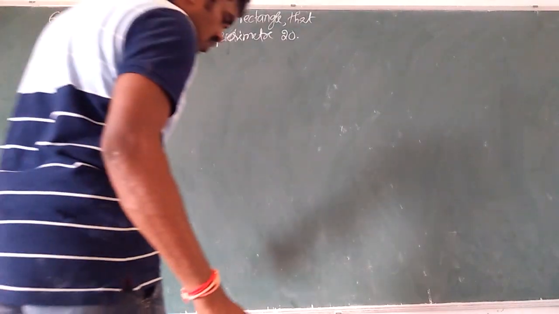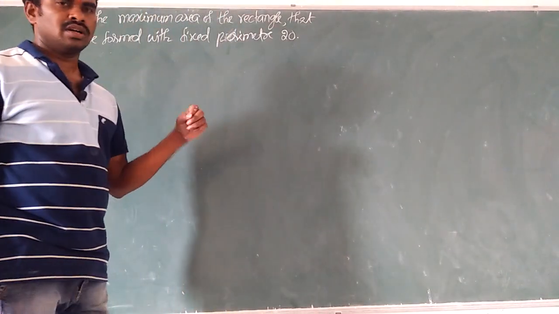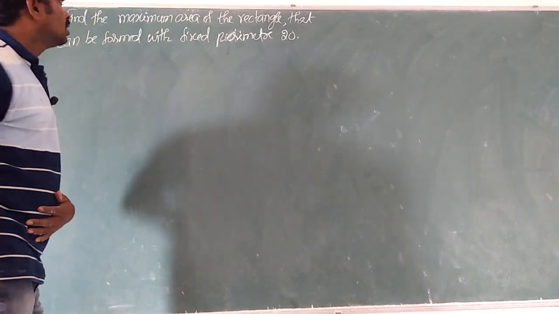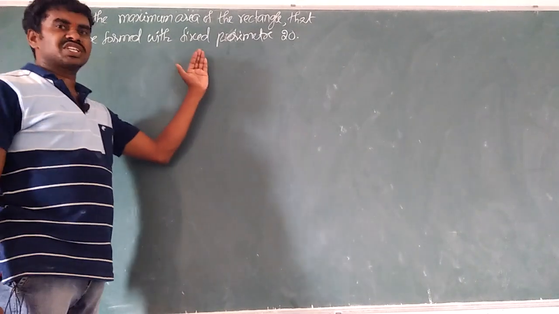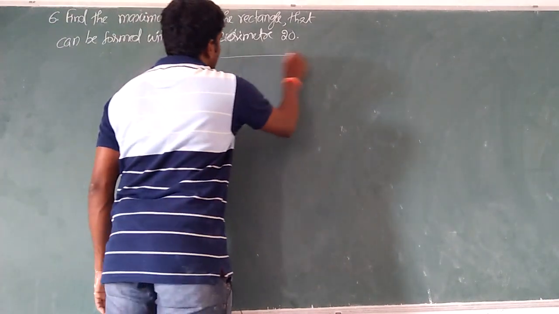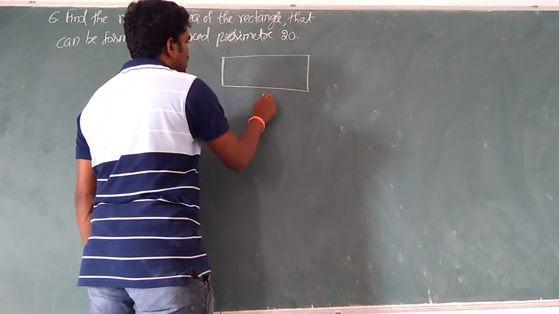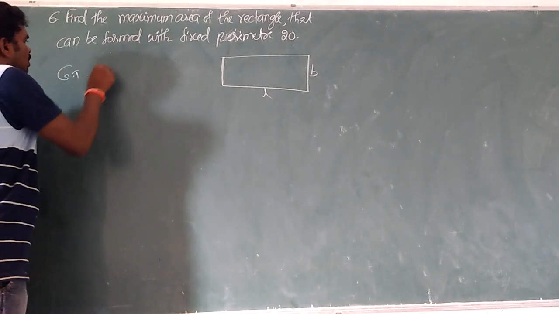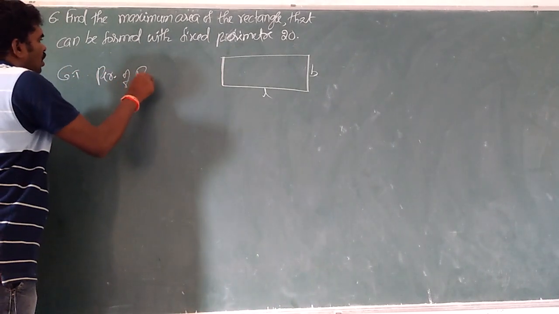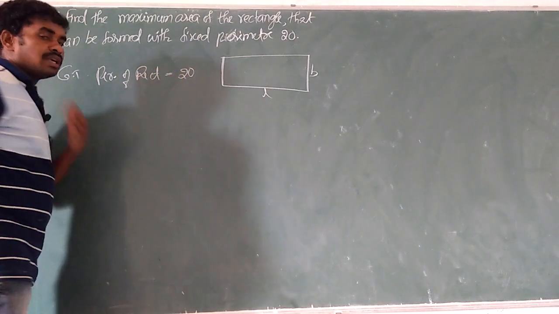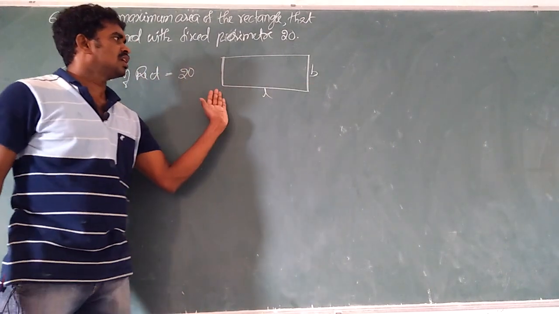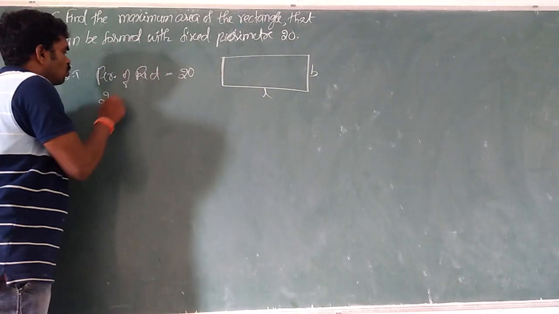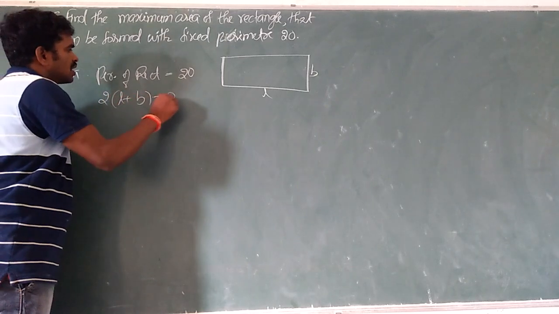Okay, a last long question in this maximum minima chapter. Find the maximum area of a rectangle that can be formed with fixed perimeter 20. So for a rectangle, generally length is L, breadth is B. Here given perimeter is 20. Perimeter means what? Sum of all the sides. Length plus breadth plus length plus breadth. Two lengths, two breadths. 2 into (L plus B) equals 20.